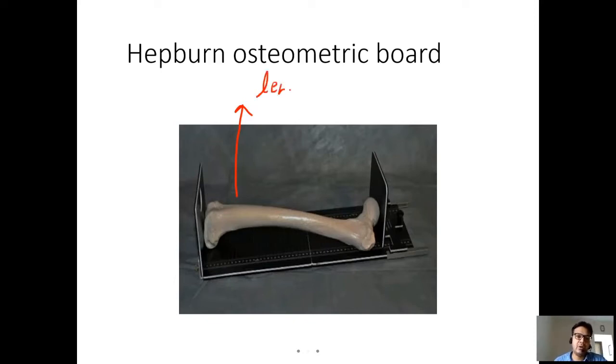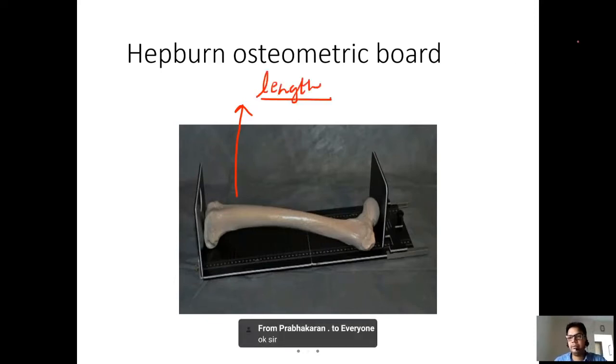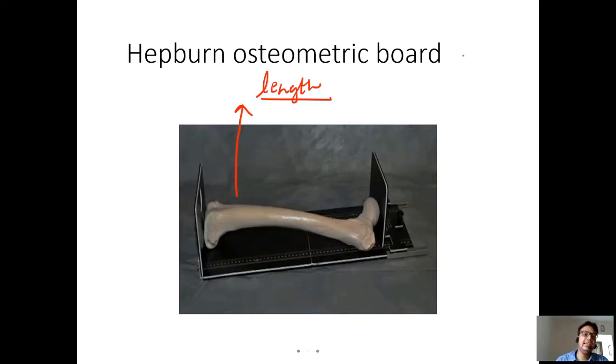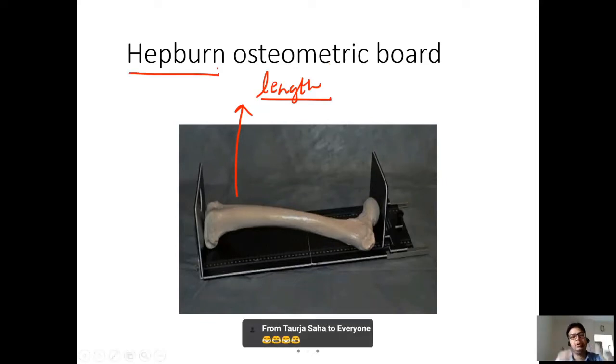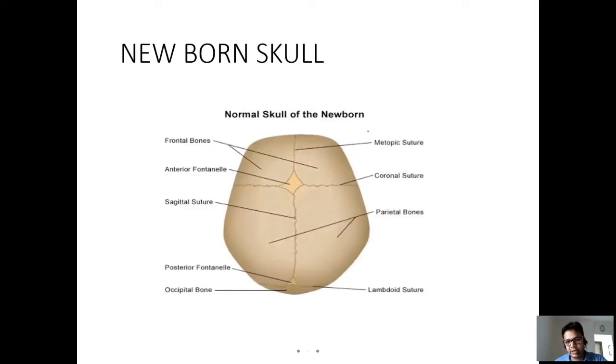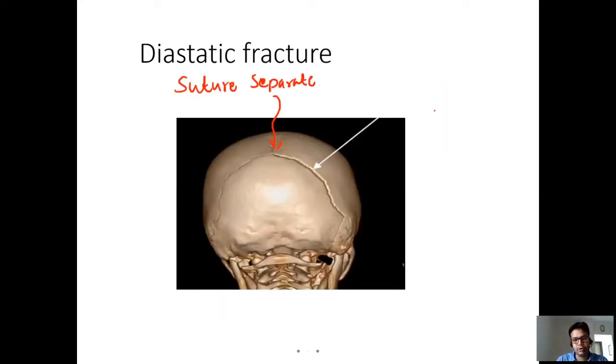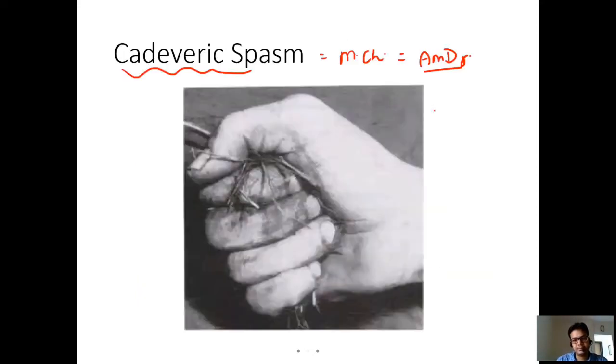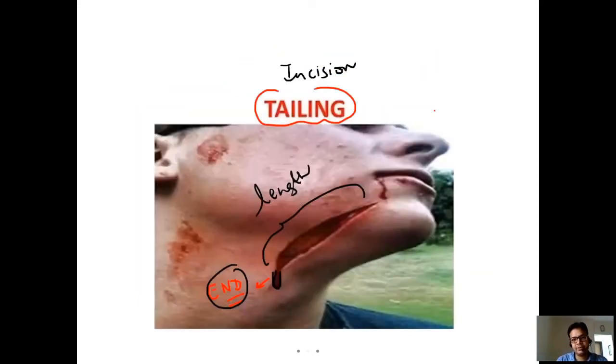So, Doctor, by this we can decide the length of bone. That is the Hepburn osteometric board. We can decide the length of bone. So this suture in the front part is the metopic suture. All other sutures we know. And I told you the metopic suture fuses at 12 months. You can get this question also. We have discussed all these important parts.